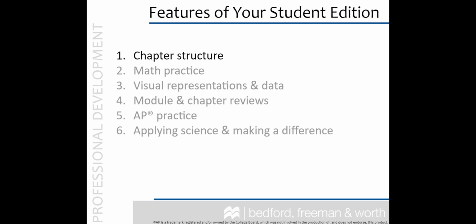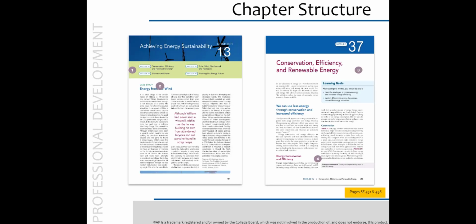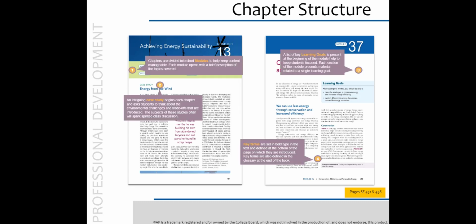We purposefully created this structure to help students master the material. An intriguing case study begins each chapter and asks students to think about the environmental challenges and trade-offs that are introduced. The subjects of these studies often will spark spirited class discussion. A list of key learning goals is present at the beginning of the module to help keep students focused. Each section of the module presents material related to a single learning goal. Key terms are set in bold type in the text and defined at the bottom of the page on which they are introduced. Key terms are also defined in the glossary at the end of the book.